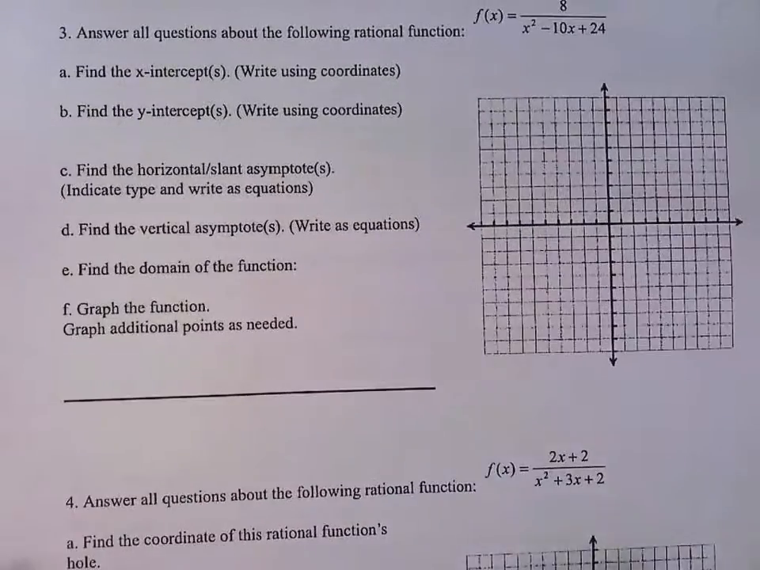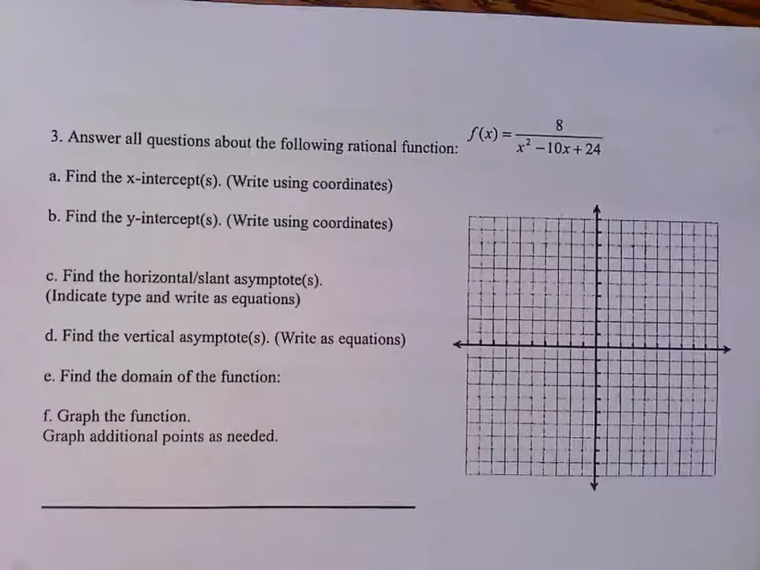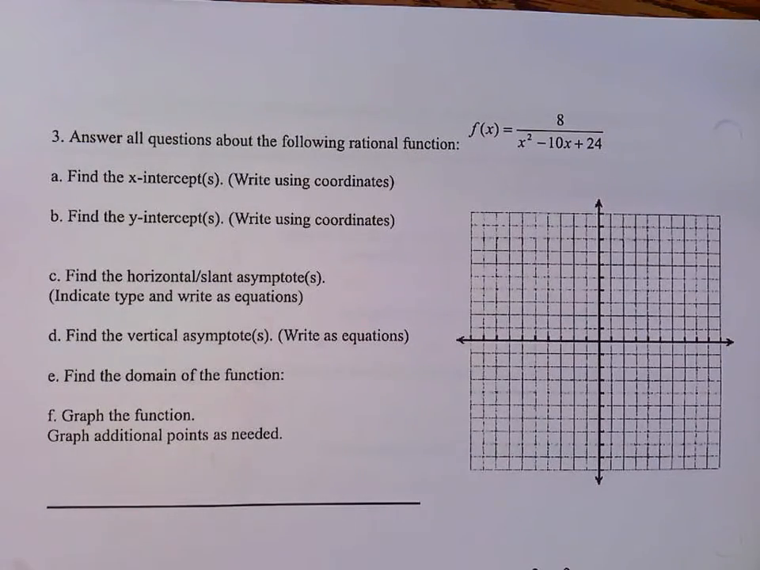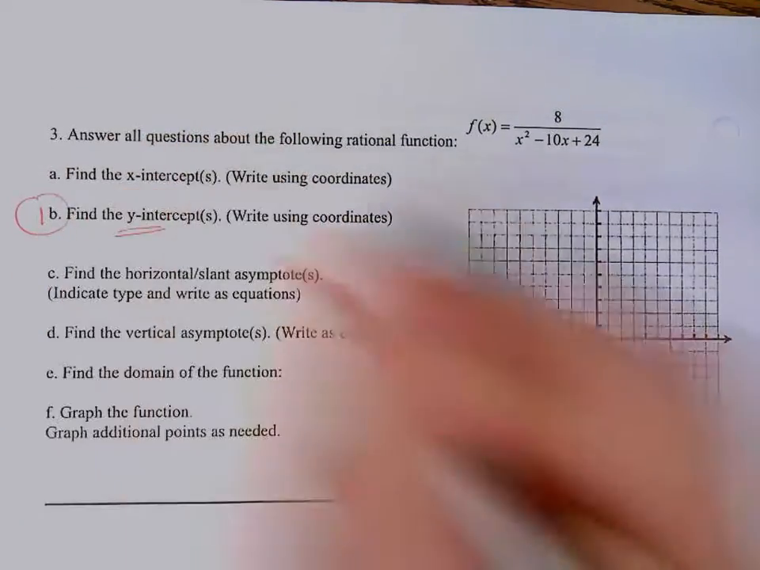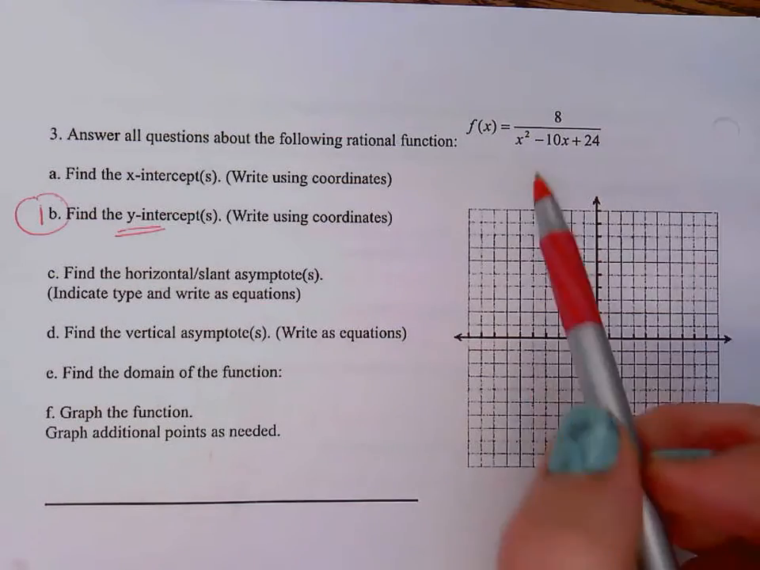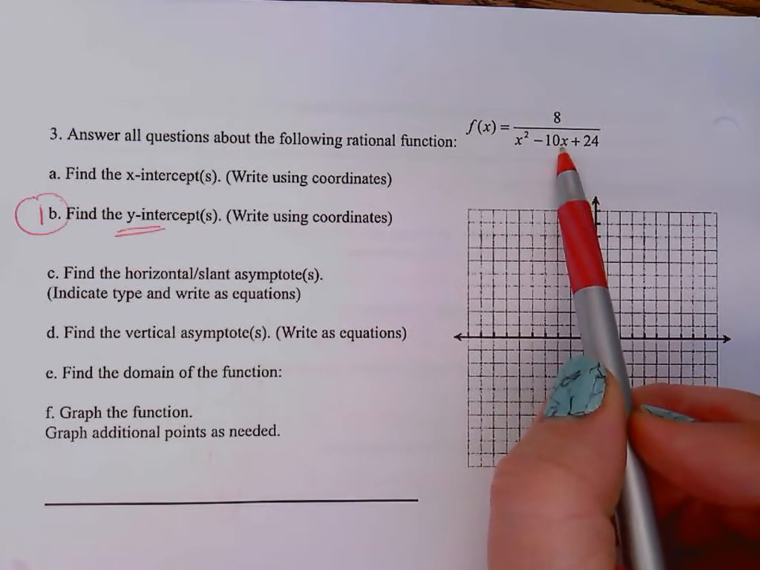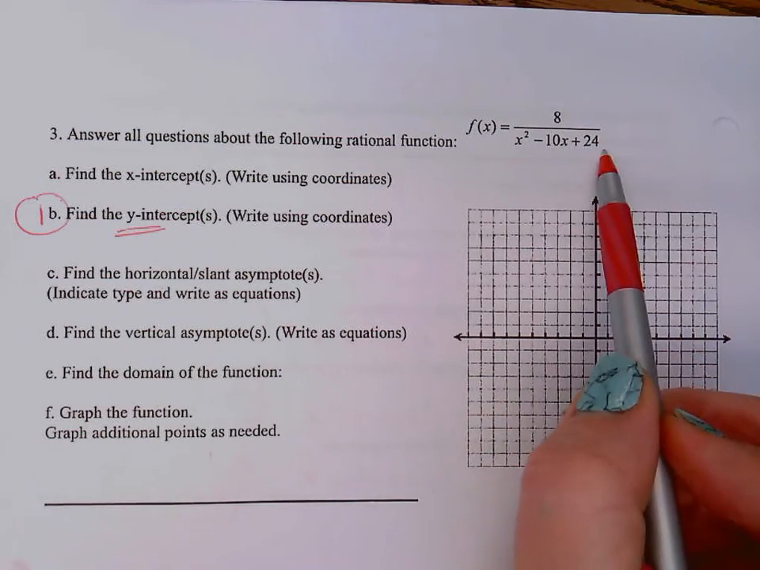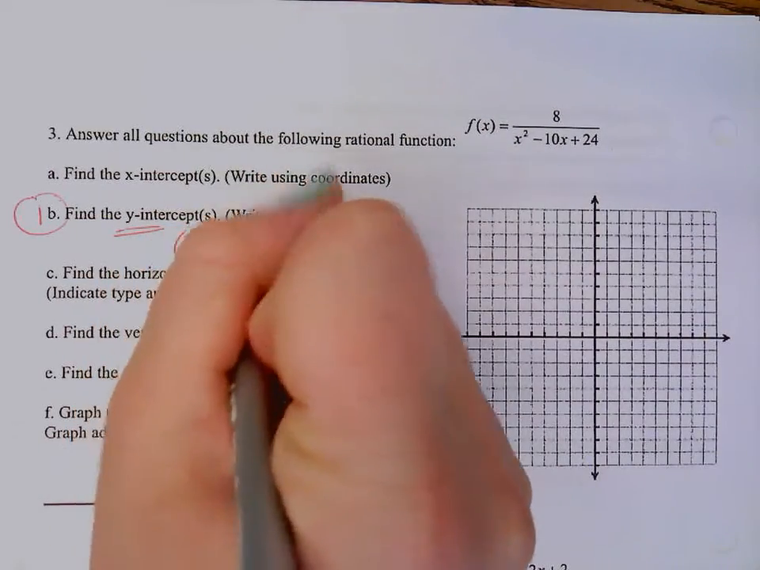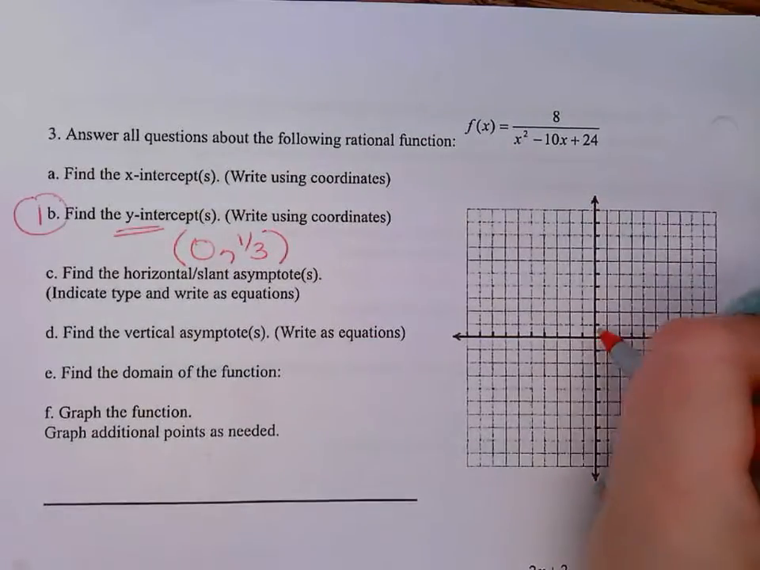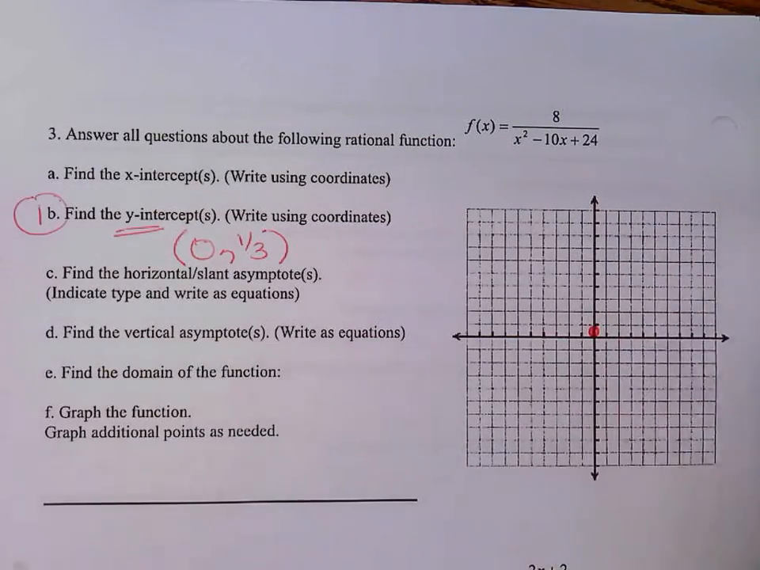I'm going to go on to example 3 and lead you through these questions for this next odd function. On this function, I like to start with step 1, finding the y-intercept. If I plug in 0 for these x's, I get 8/24, and 8 over 24 is 1/3. So when I plugged in 0, I got 1/3 as my y-intercept.